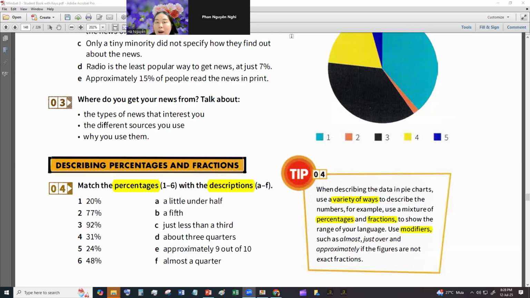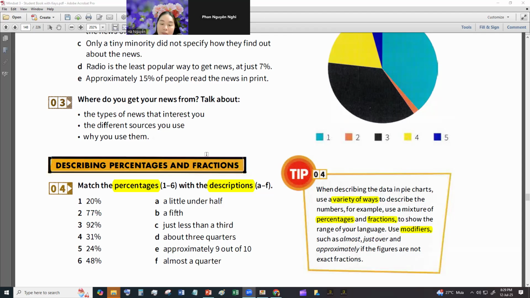Good job. What about 52%? A little more than half. Yes, a little over half, right? Yes, that's right. That's better. A little over a half.